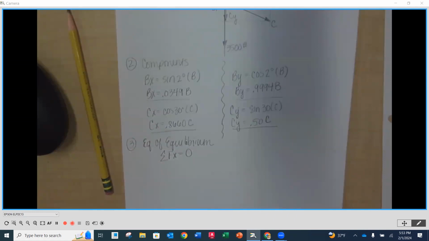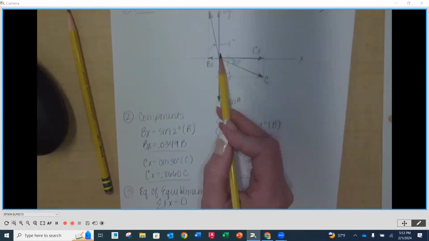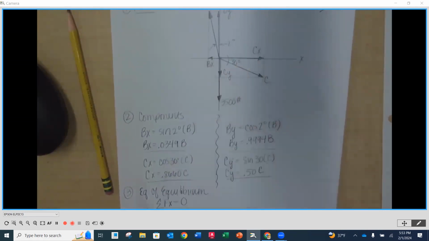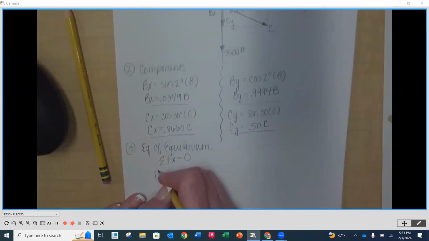Now, as we look at this equation of equilibrium, the left side is where I'm going to do my summation. So I'm going to look up here and say, just on the x-axis, what do I have? I've got two forces with arrowheads. I've got a BX and I've got a CX. This is the left-hand side so far.